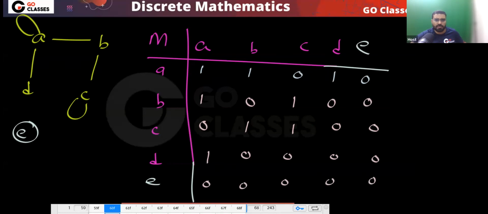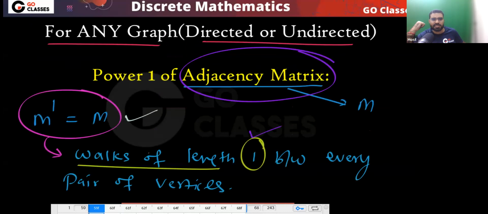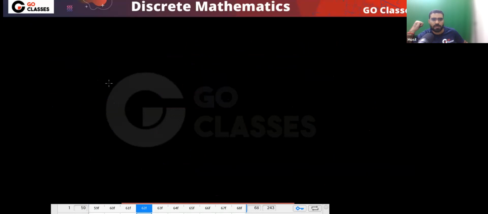So is this clear? Can I say that with power 1, your adjacency matrix gives you walks of length 1 between every two vertices? Okay, let's move on now. The next concept, next question.